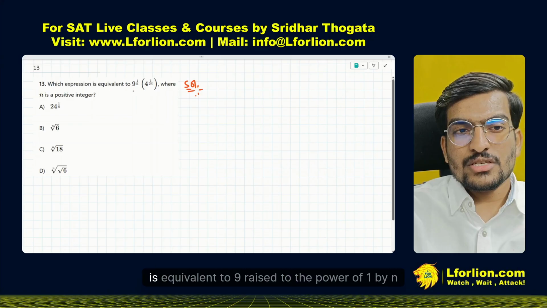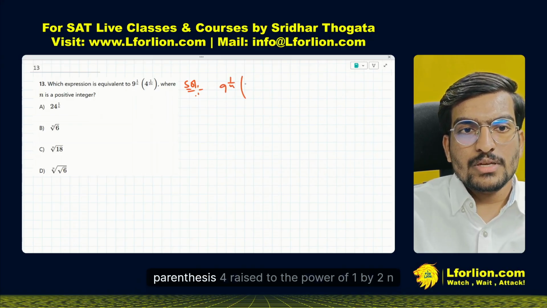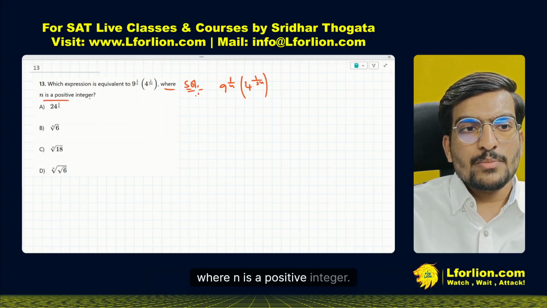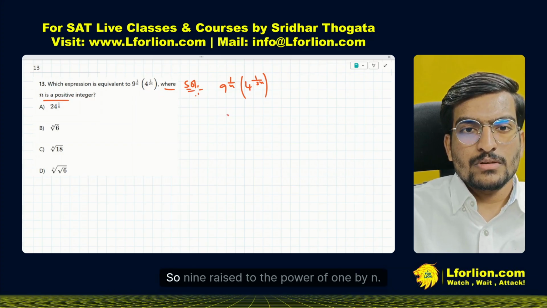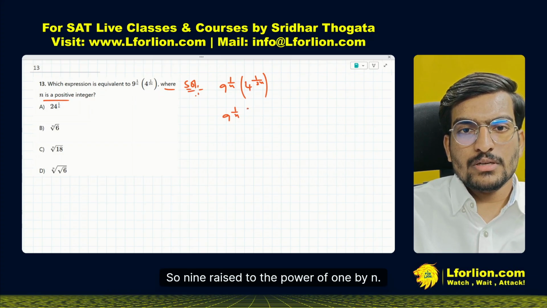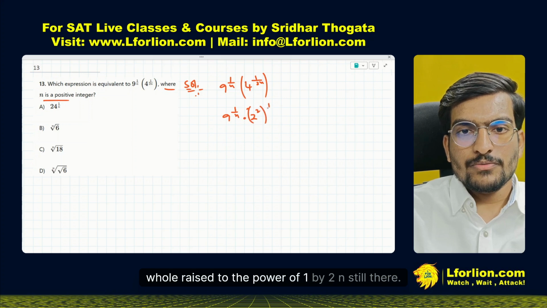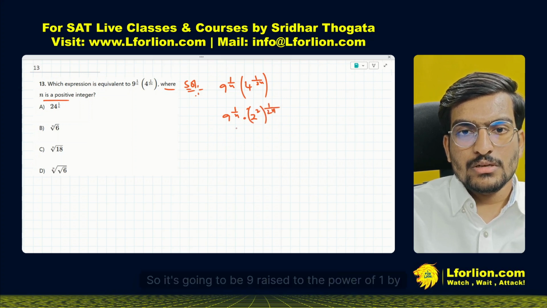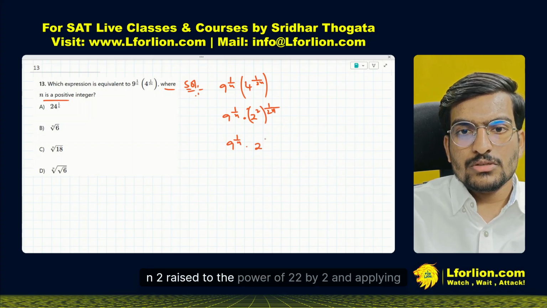Which expression is equivalent to 9 raised to the power of 1 by n, times 4 raised to the power of 1 by 2n, where n is a positive integer? So we have to solve it. That's the only way. So 9 raised to the power of 1 by n. What I'll do is turn this 4 into 2 squared, whole raised to the power of 1 by 2n. So it's going to be 9 raised to the power of 1 by n, 2 raised to the power of 2 by 2n, applying the power rule.